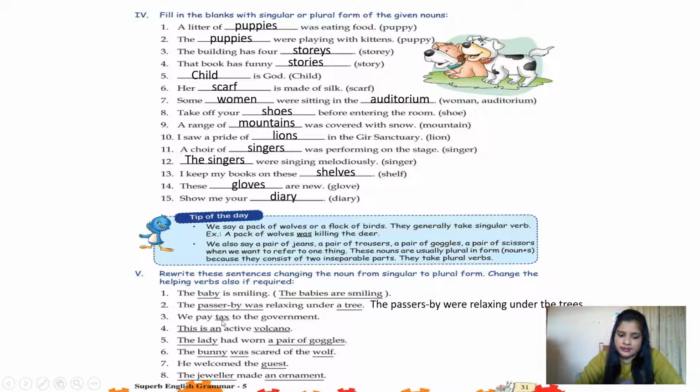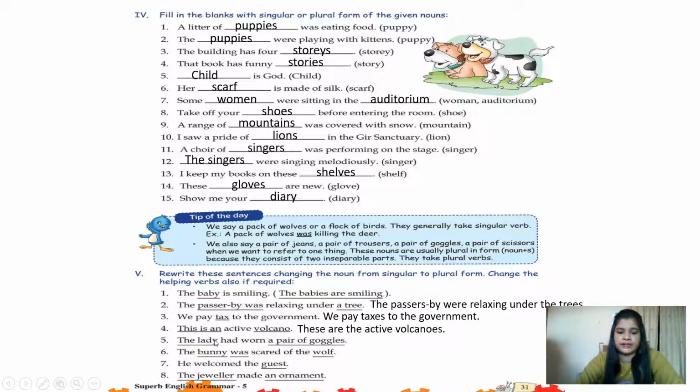We paid tax. It will change into taxes to the government. No other changes. This is an active volcano. Children, this will change into these, is will change into are, and a will change into the. So these are the active volcanoes.